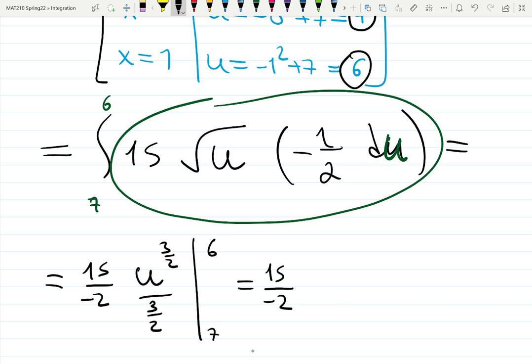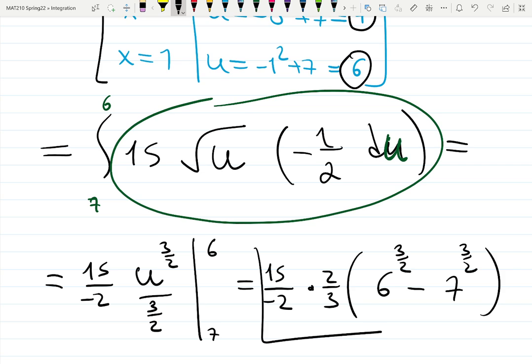15 over minus 2 times 2/3. Plug the top minus the bottom: 6 to the 3/2 minus 7 to the 3/2. And this is the answer. You just need to simplify it and stuff.